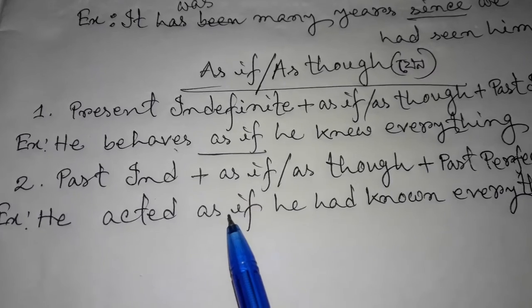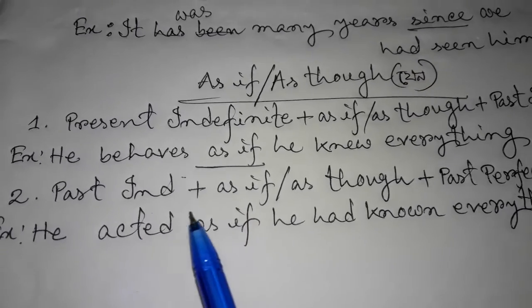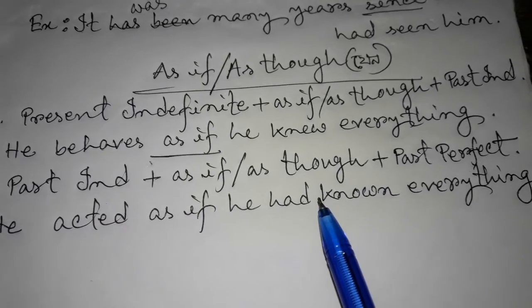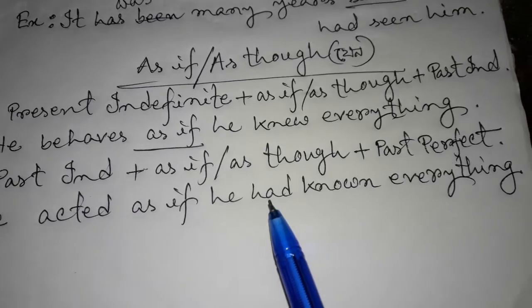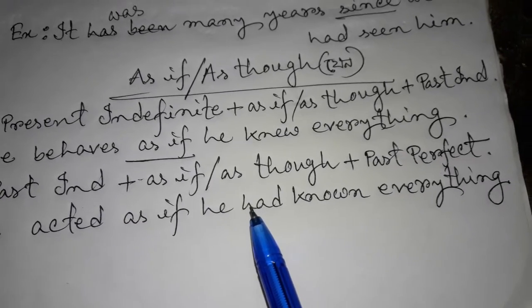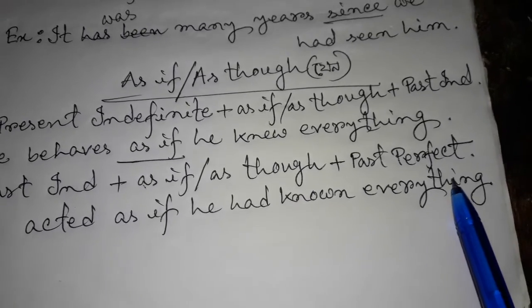If you discover past indefinite tense before "as if", you have to use the structure of past perfect after "as if". So we have written that he had known everything.